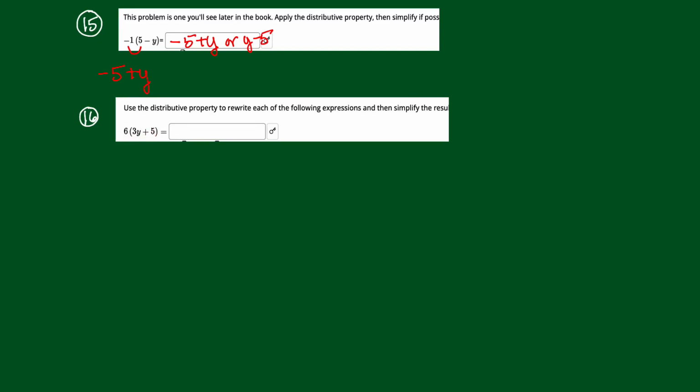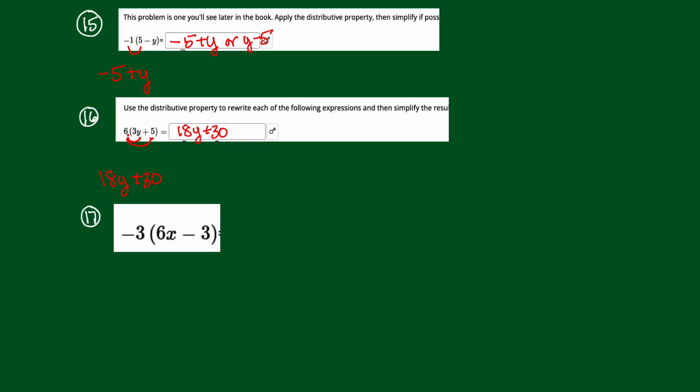Problem 16, we're going to use the distributive property to simplify this expression. Now it is the distributive property, right? We've got a multiplication and then an addition, so we're going to distribute that 6 throughout those parentheses. So first of all, 6 times 3y is 6 times 3 is 18y, and then positive 6 times positive 5 is positive 30. So let's claim this as 18y plus 30.